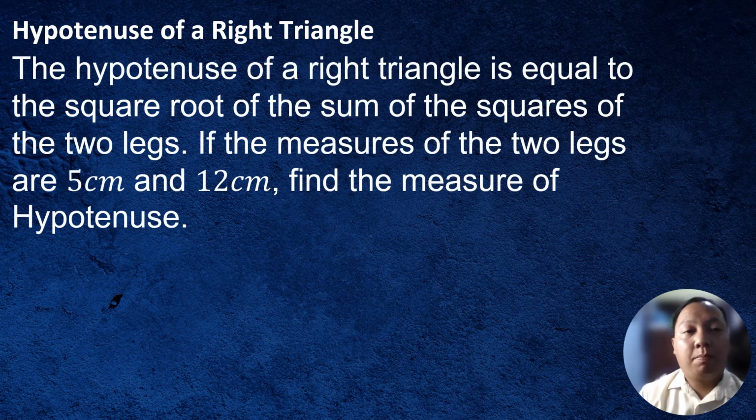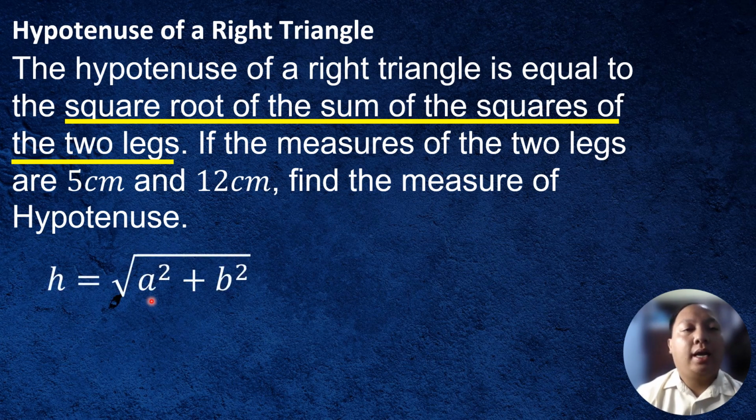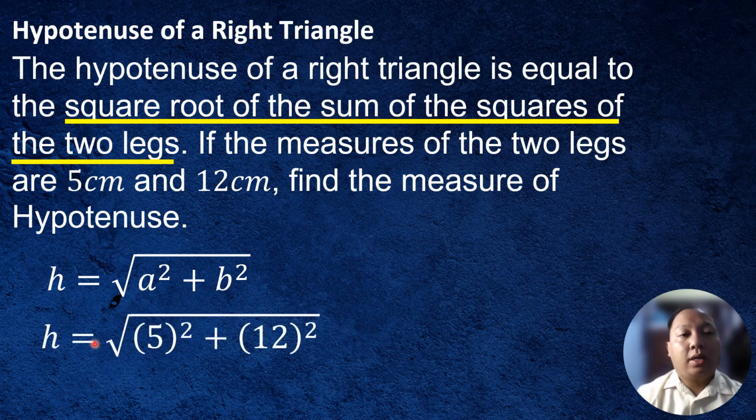Same problem, pero magkaiba na yung measure ng legs natin. Okay, iba na yung measure, 5 cm and 12 cm na. Again, the same, hypotenuse is the square root of the sum of the squares of the two legs. So again, same formula. Papalitan lang natin yung A ng 5 at yung B ng 12. Thus, we have h is equal to square root of 5 squared plus 12 squared, yung lengths ng bawat legs.